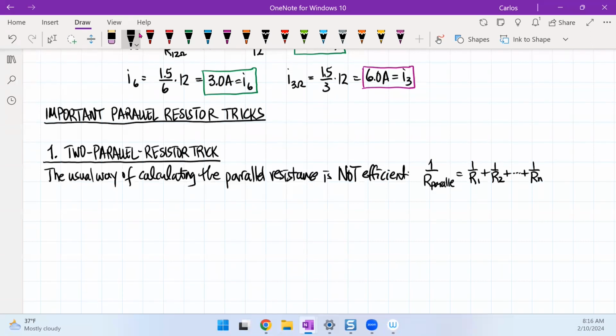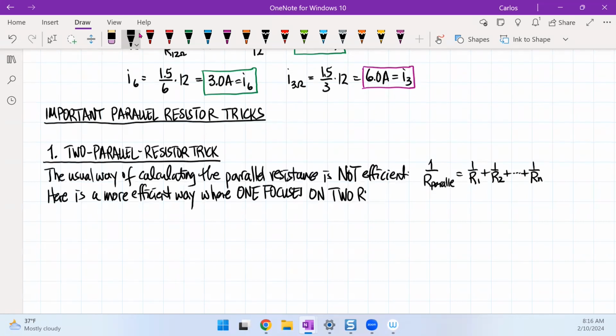So what I'm going to say is that here is a more efficient way. Now, I don't want to call it Carlos's way because somebody else showed me how to do this. Here's a more efficient way where one focuses on two resistors. And so mathematically, what happens if you focus on two resistors?